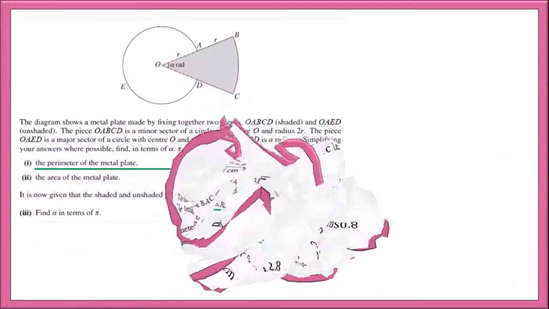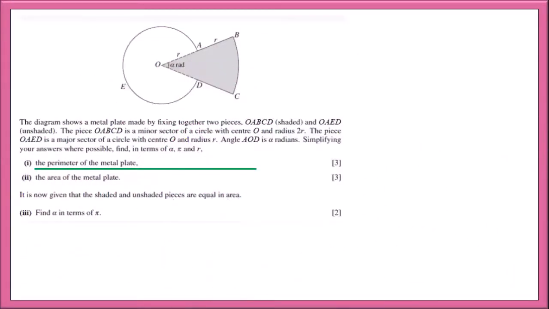Cool, moving on. So the diagram shows a metal plate made by fixing together two pieces. There you go, you can see it all. Find the perimeter of the metal plate. So the metal plate is the whole thing. It isn't just that sector that's poking out there, it's the whole thing. So the perimeter is r plus r plus 2r alpha plus (2 pi minus alpha) r.